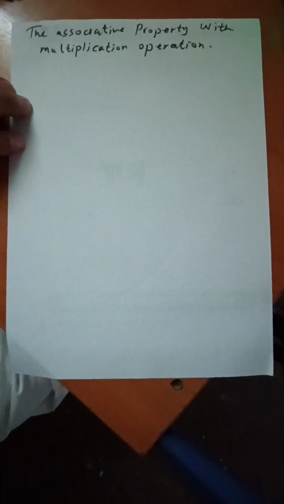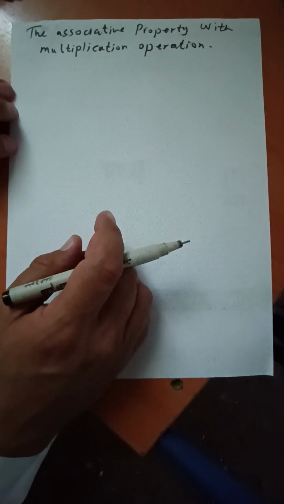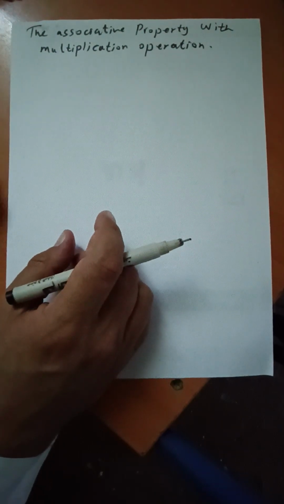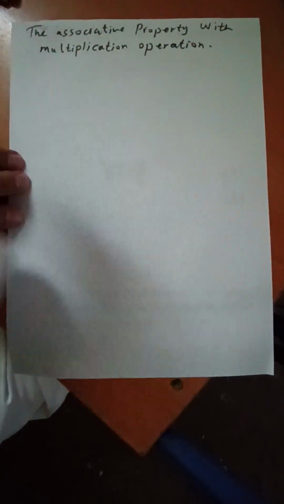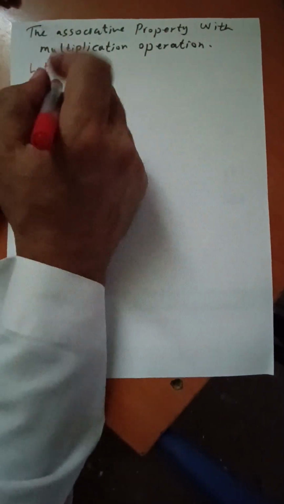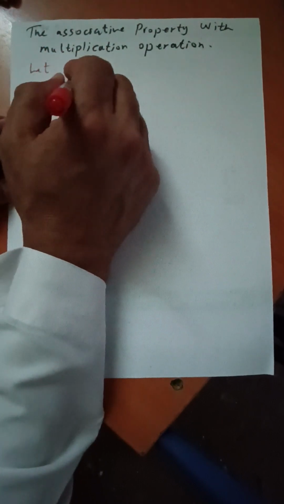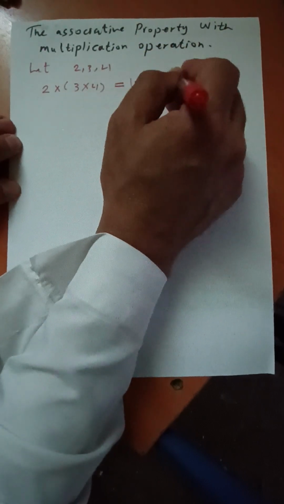Okay, honey students, just focus with me so as to understand it very well. Now I will test the associative property with the multiplication operation. I will take the same thing, 3 numbers, say 2, 3, 4. I should prove that 2 multiplied with 3 multiplied by 4 equals 2 by 3 multiplied with 4.